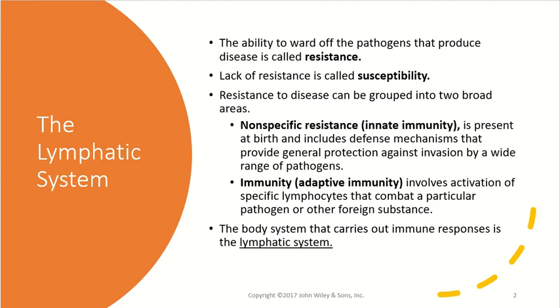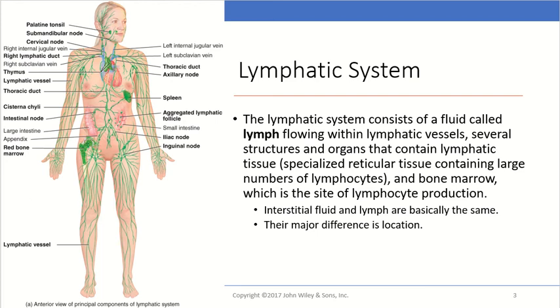The body system that carries out this immune response is called the lymphatic system. The lymphatic system consists of a fluid called lymph, which flows within the lymphatic vessels. There are also several structures and organs that contain lymphatic tissues. These are specialized reticular tissues that contain large amounts of lymphocytes. Lymphatic tissue can also be bone marrow, which is an excellent site for lymphocyte production. Interstitial fluid and lymph are essentially the same.